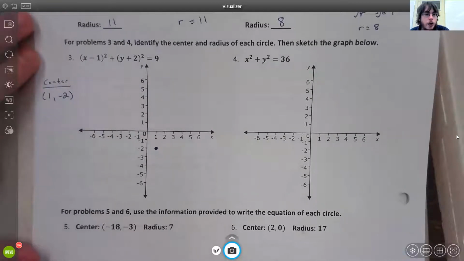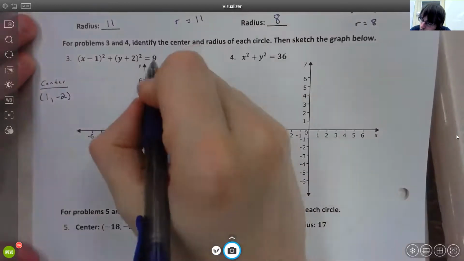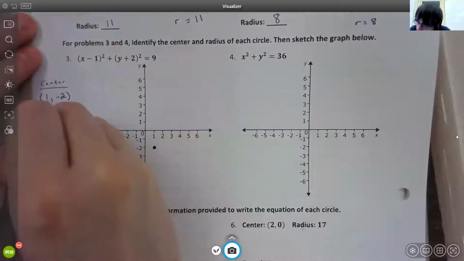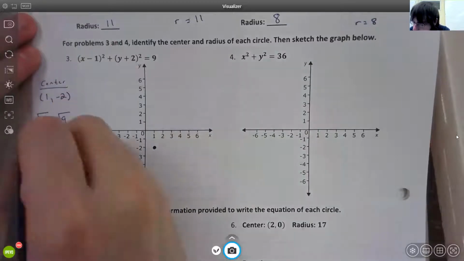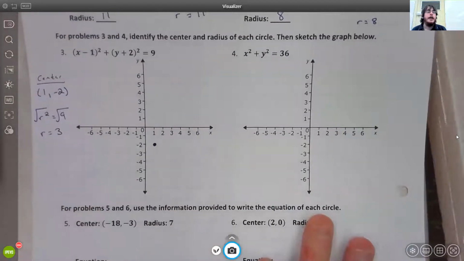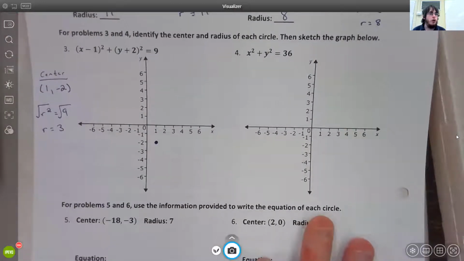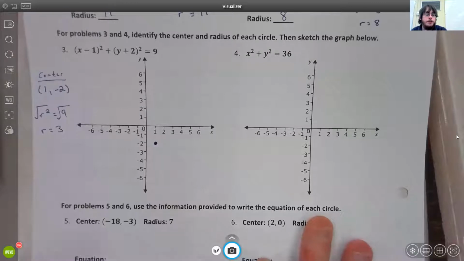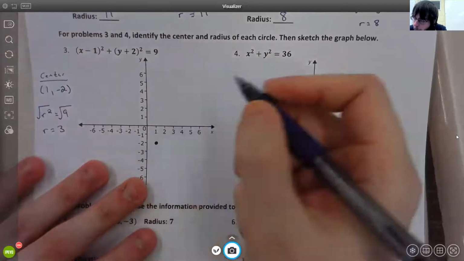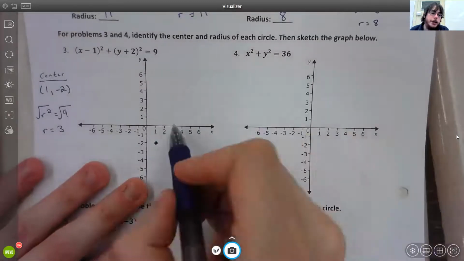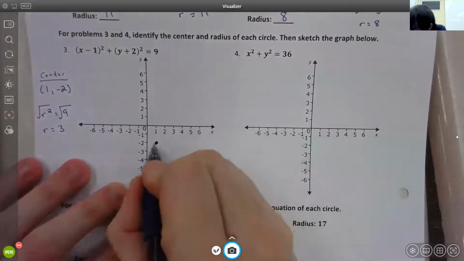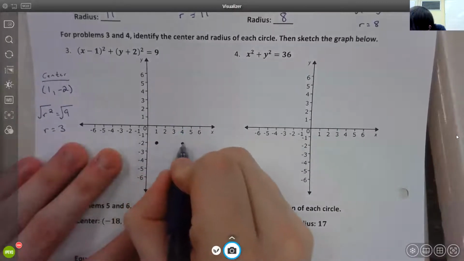Then we are going to find our radius. Well, we know that r squared is equal to 9. So we need to square root both sides, and we get that r is equal to 3. Now, remember, your radius always starts from the center. So you have to start here. And then we're going to graph a set of 4 points. We're going to start here, and we're going to go right the radius. So right 3, 1, 2, 3.